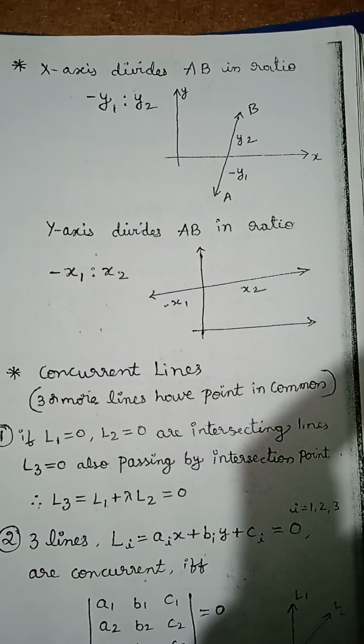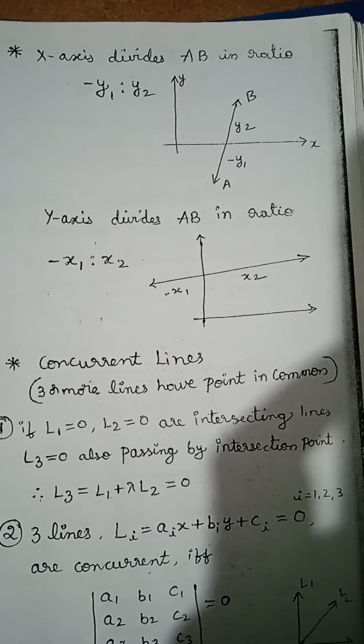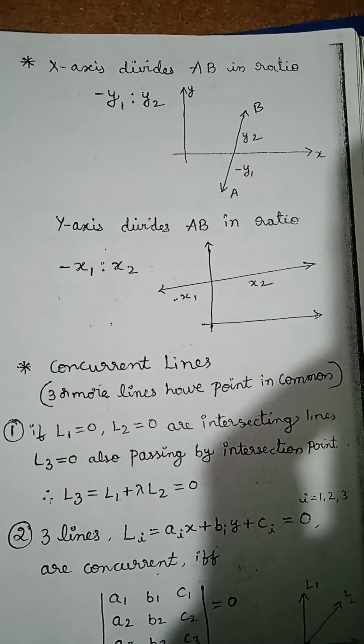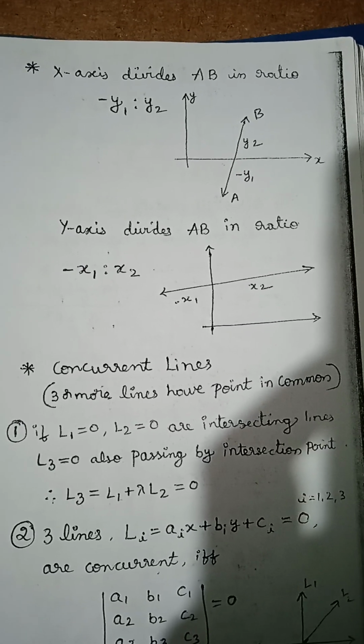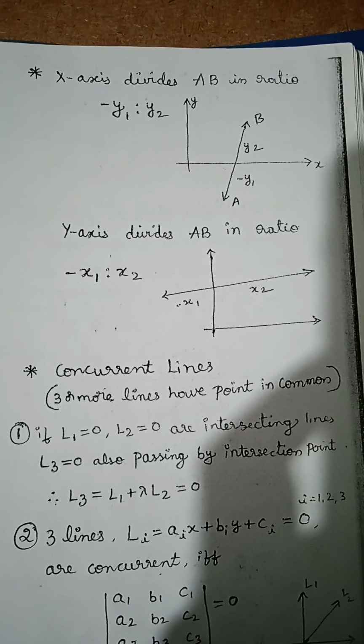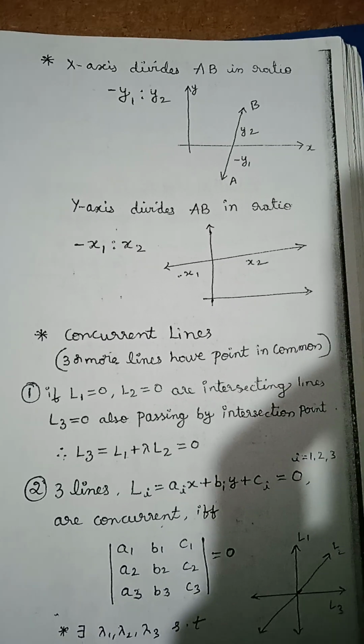Now the x-axis divides AB in the ratio minus y1 is to y2. The y-axis divides the line AB in the ratio minus x1 is to x2.